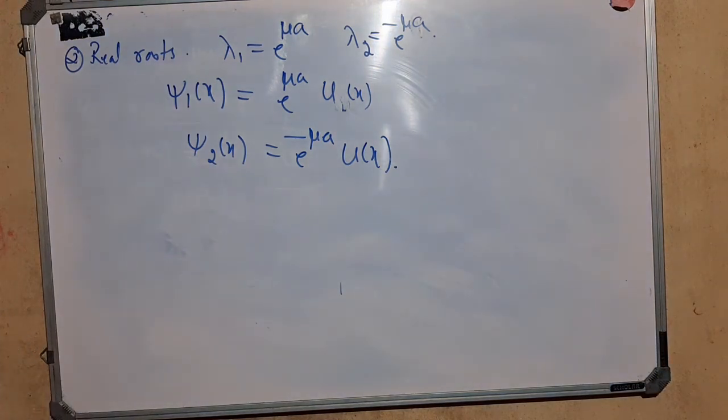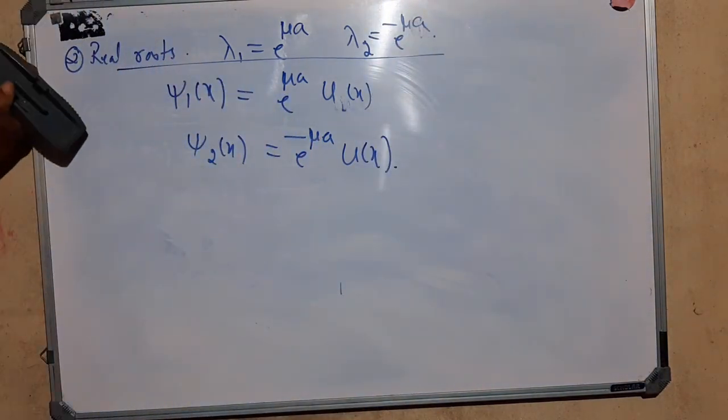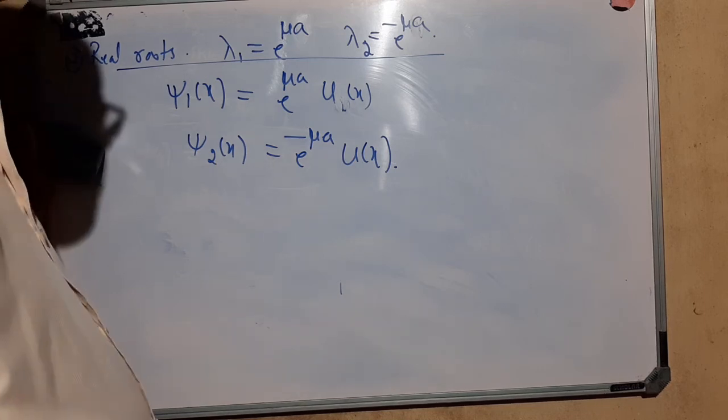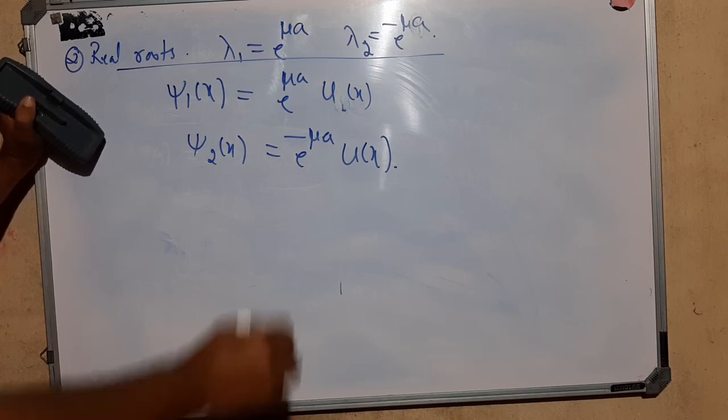The question is, can we prove this Bloch theorem using this? No. If you consider the real roots, we cannot. Why are we not able to consider the real roots? For this you have to remember the quantum mechanics, where you have studied the properties of wave functions, acceptable wave functions and non-acceptable wave functions. As you know, for a wave function to be acceptable, it should be single valued, continuous, and finite everywhere.